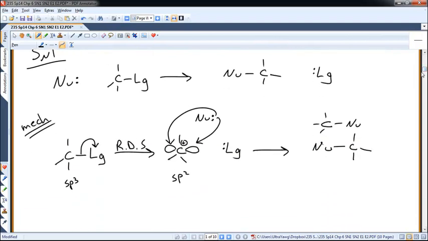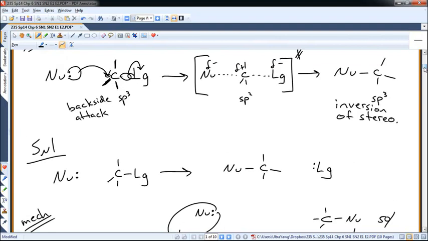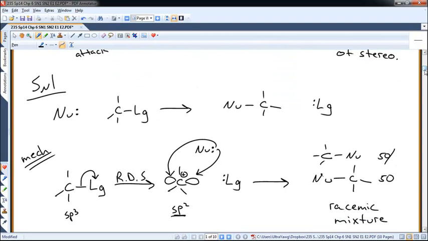In the SN1 case, because you're forming this sp2 hybridized carbocation, you essentially have a 50-50 shot of which stereoisomer you'll make. And so you'll make 50% of one, 50% of the other, which we call a racemic mixture. A mixture of two enantiomers in a 50-50 ratio, or a 1-to-1 ratio, is called a racemic mixture. So that's our SN1 and SN2 mechanisms in a nutshell.